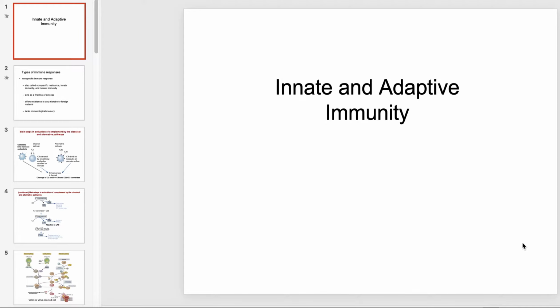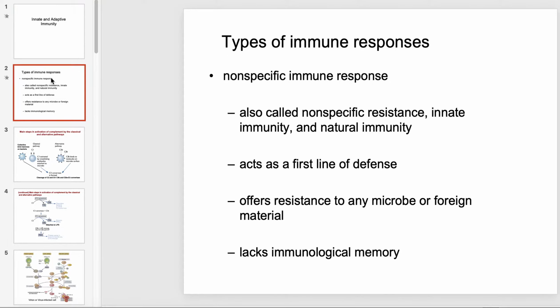Adaptive immunity, with emphasis on the response to SARS-CoV-2 infection. The types of immune responses vary significantly. So we can have a non-specific immune response, which is also called innate immunity or natural immunity. It typically acts as a first line of defense and offers resistance to a variety of microbes or foreign materials. The important part here is that it lacks immunological memory.